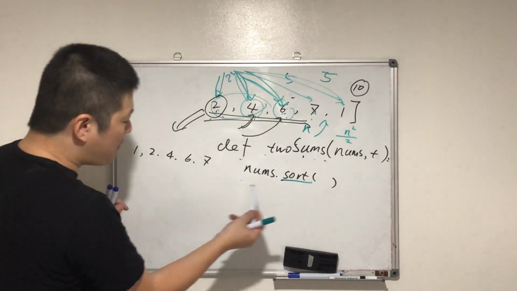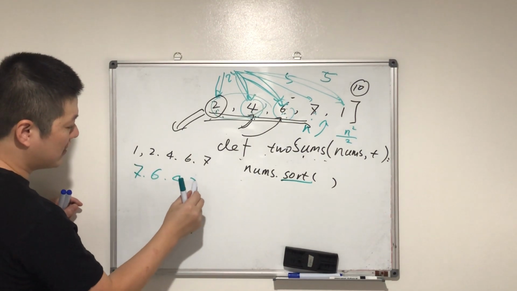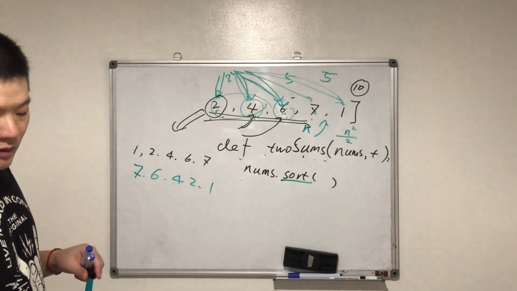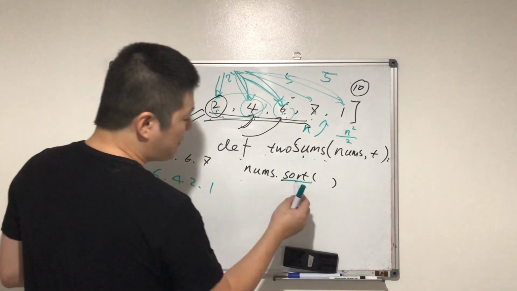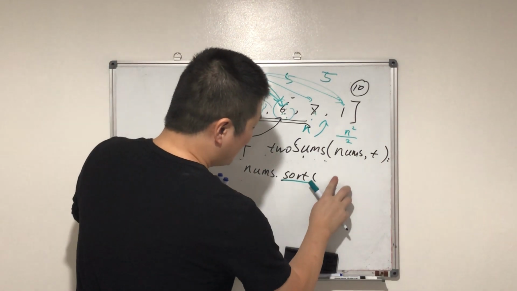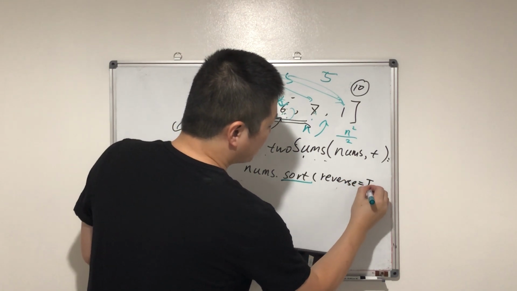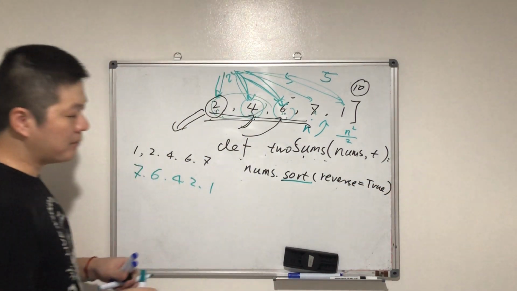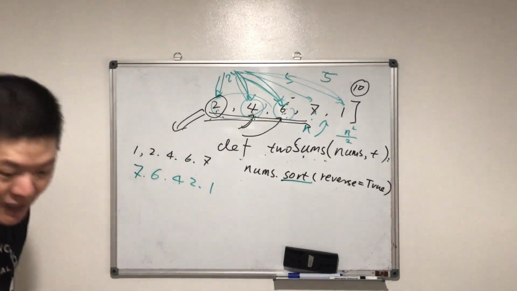How about if I want it in the reverse order? How can we do this? We can call the sort and pass in a key called reverse. And boom, reverse equals true. Reverse equals true, and then it will be in the reverse order.